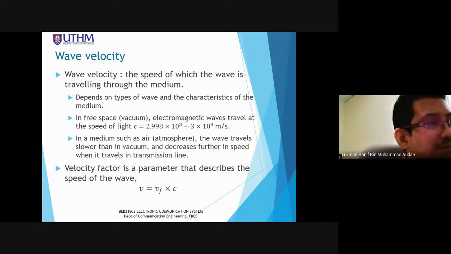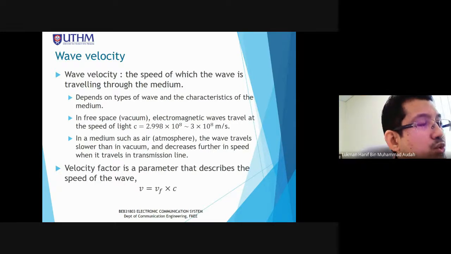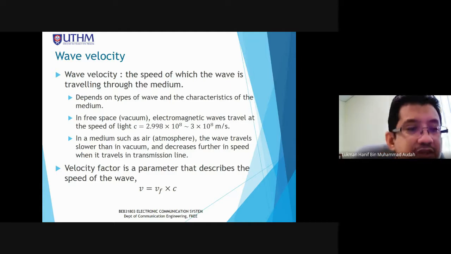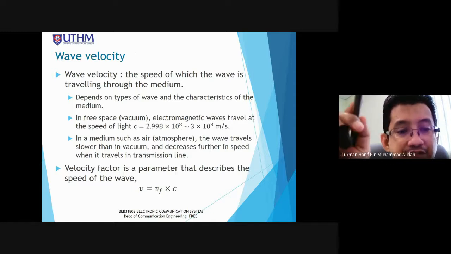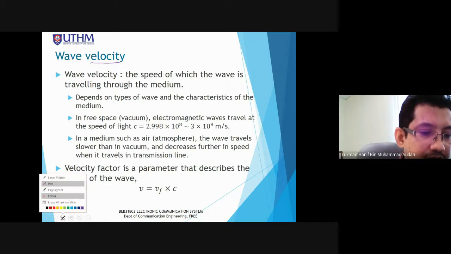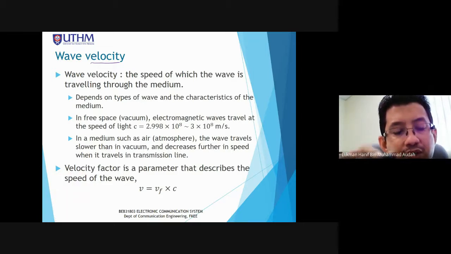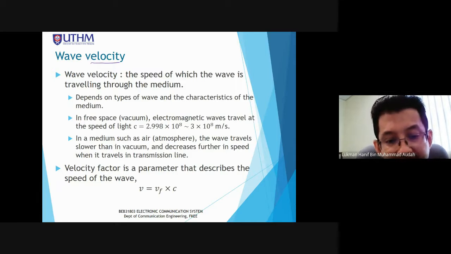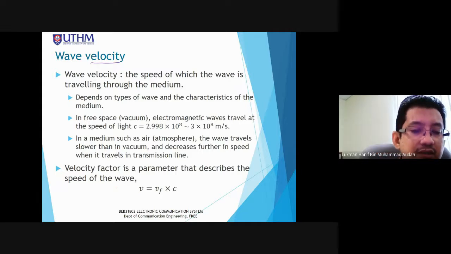Ini adalah beberapa parameter penting untuk waves. Beberapa parameter penting untuk waves. Yang pertama adalah wave velocity. Okay, wave velocity ataupun V. Velocity maksudnya speed. Okay, dia punya kelajuan gelombang. So kelajuan gelombang unitnya adalah dalam meter per second. Okay, so the wave velocity is defined as this one.